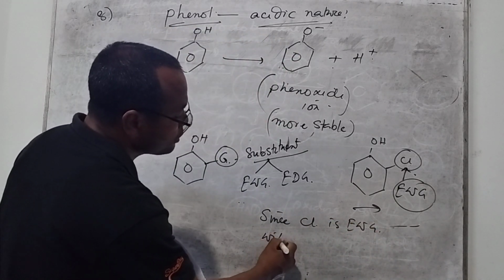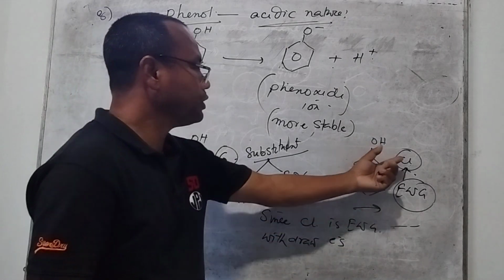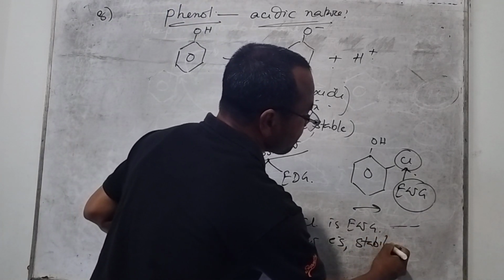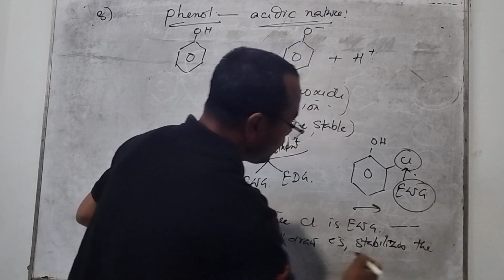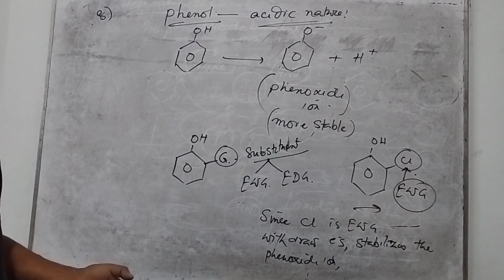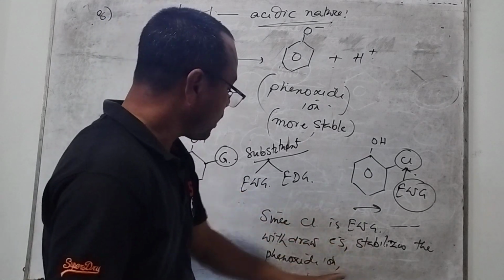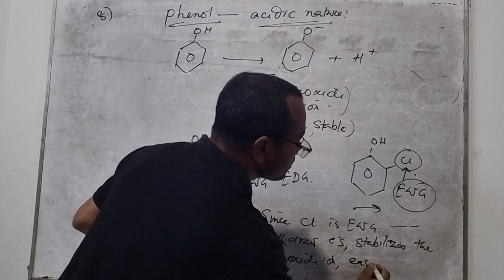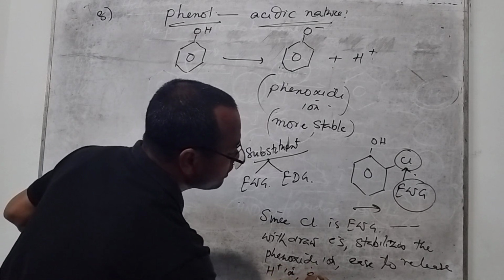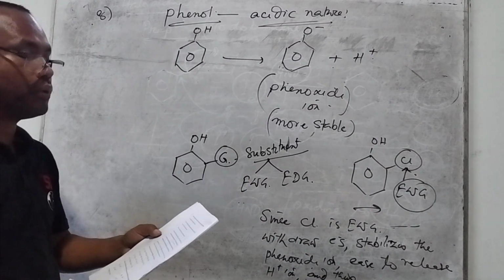What is its role? It withdraws electrons towards the chlorine atom. It stabilizes the phenoxide ion and disperses the negative charge. Stabilizing the phenoxide ion makes it easier to release the hydrogen ion, and thus orthochlorophenol is more acidic than phenol.